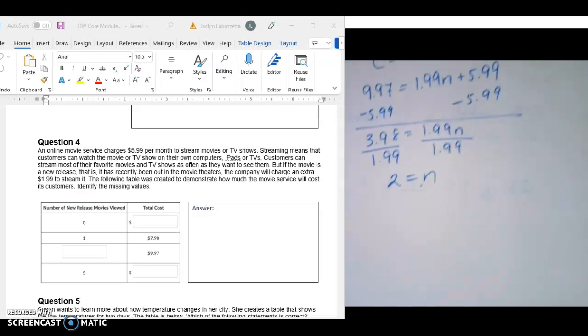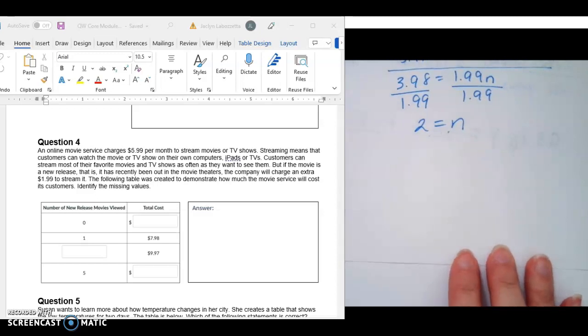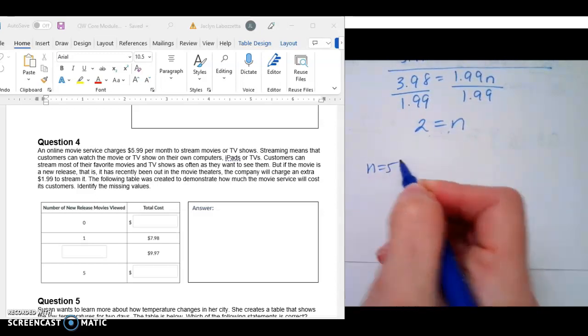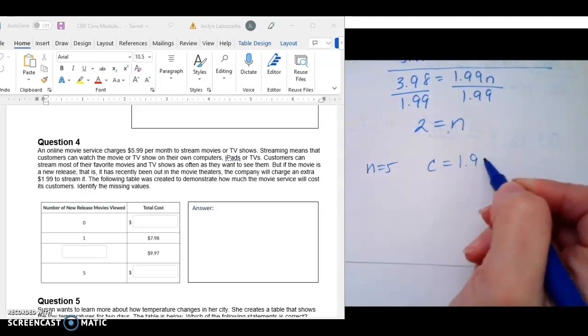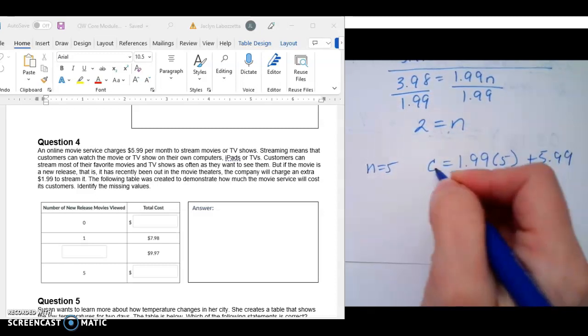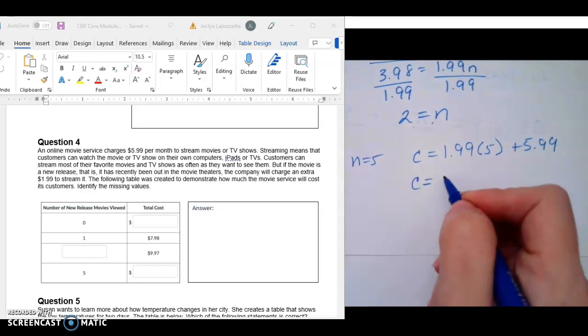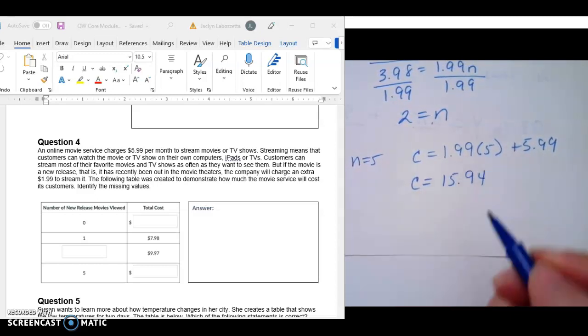And then finally, the last row, we are missing C again. We have N is equal to 5. So there, we can just go ahead and plug in 5 for N and go through the order of operations, because C is already isolated there. So I'm multiplying 1.99 times 5, and then adding $5.99 to that, which would give me a total of $15.94. So the $15.94 would be in this last position here.